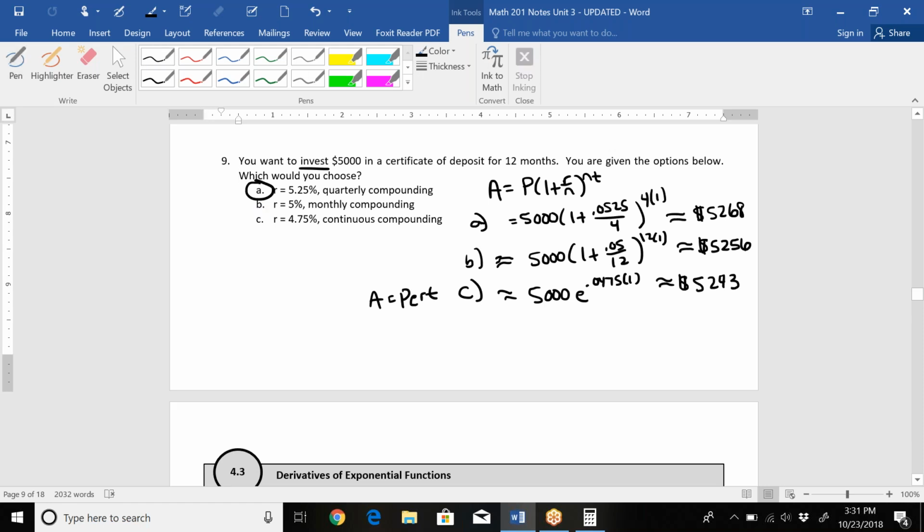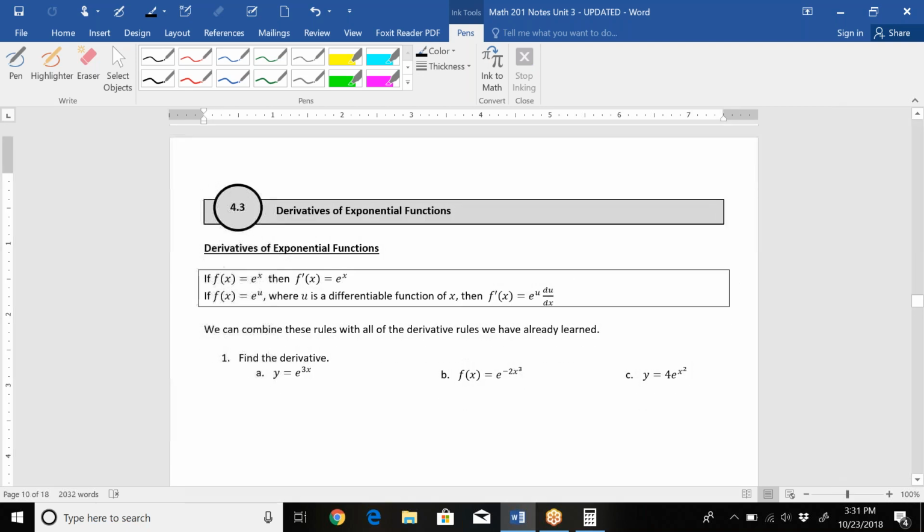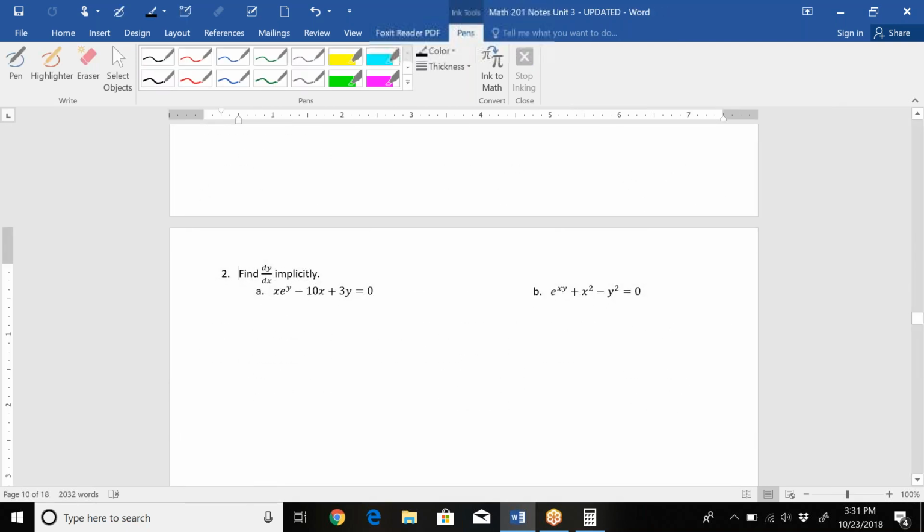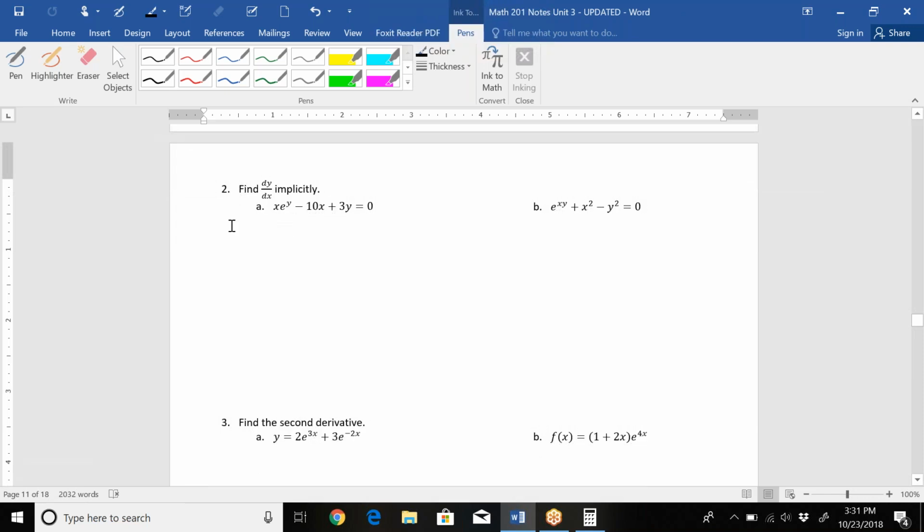Okay, and then we got into 4.3, and we got through all of the first page, and then remember we did all the B parts on the second page. So I'm going to go through and do all of the A parts. This says find dy dx implicitly, so that means with respect to x here.